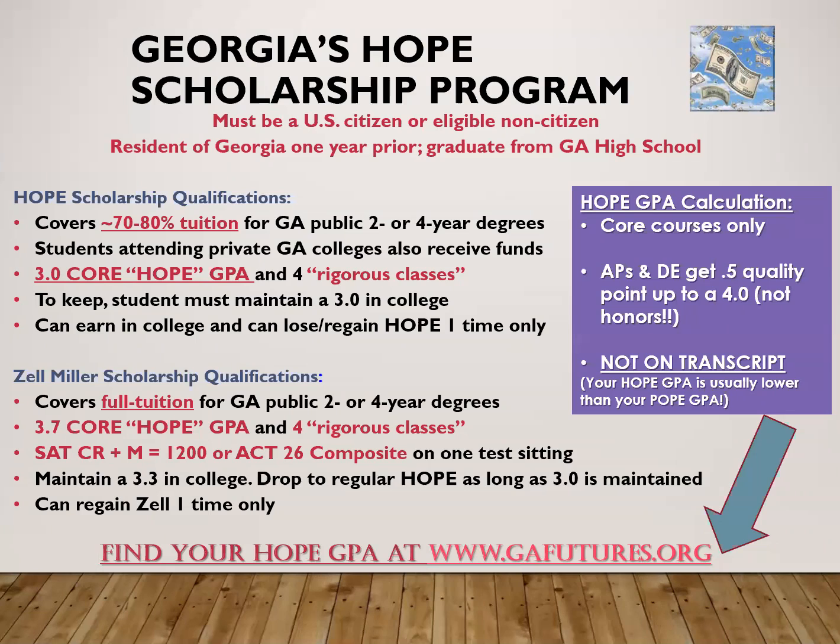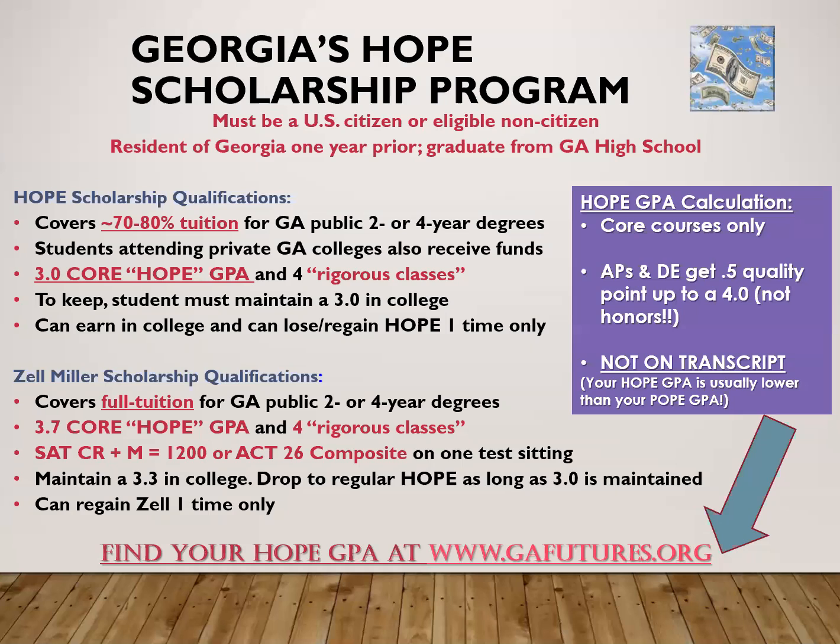And then 4 rigorous courses. I'll talk about those rigorous courses in a minute. You have to keep a 3.0. If you lose it, then you can regain it one more time in college. Zell Miller is your full tuition scholarship, and it only covers tuition. You still might have room and board if you decide to live on campus. You have to have a 3.7 Hope GPA and then 4 rigorous courses as well.